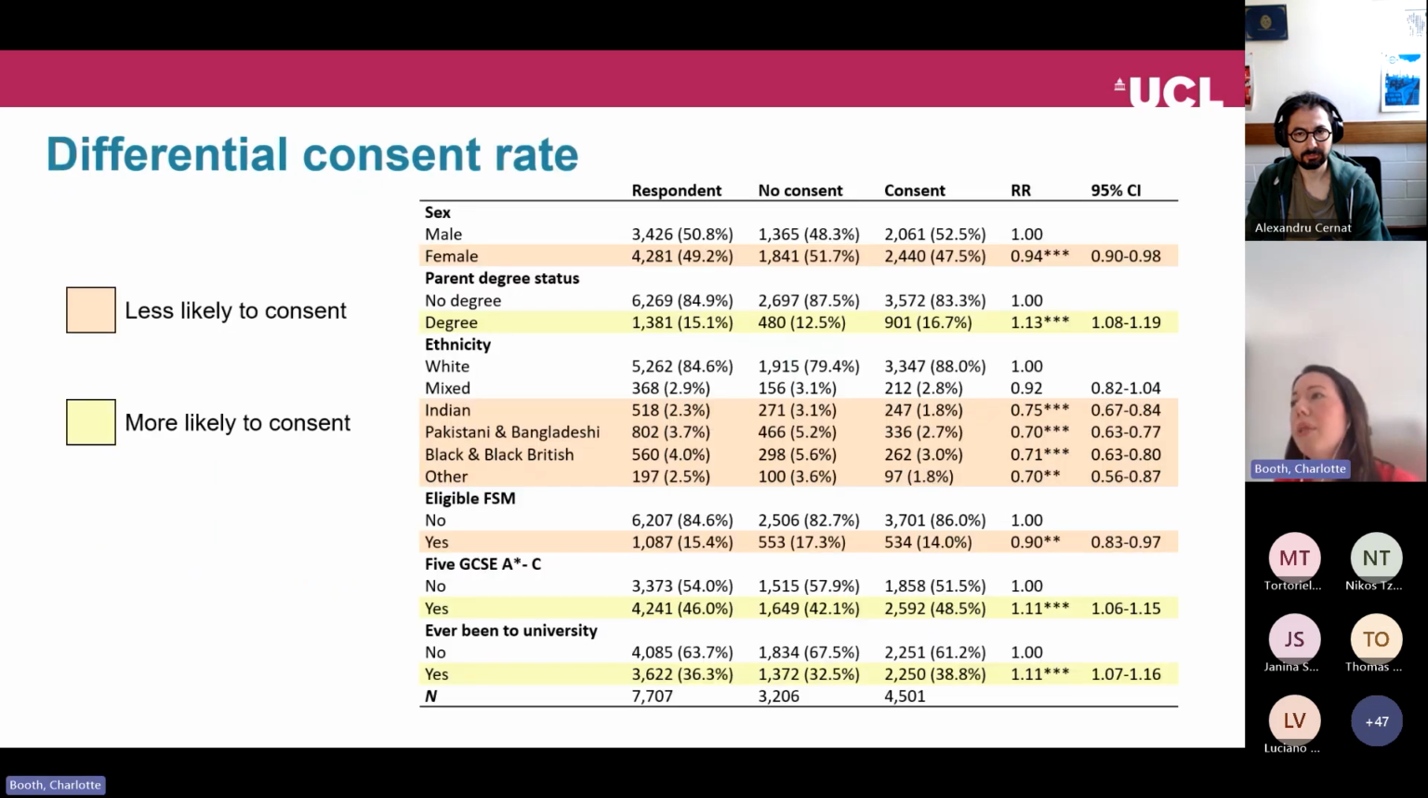So in terms of representativeness, we did a number of things. We looked at participant characteristics and whether they were different according to if you consented or did not consent to the data linkage. We did find some differences between the consenters and non-consenters. Non-consenters were more likely to be female, and non-consenters were more likely to be from an ethnic minority background and eligible for free school meals. And then conversely, consenters were more likely to have a parent with a degree and also to have higher educational achievement and to have gone to university, but we already knew that. So there may be some bias we can see due to this differential consent rate.